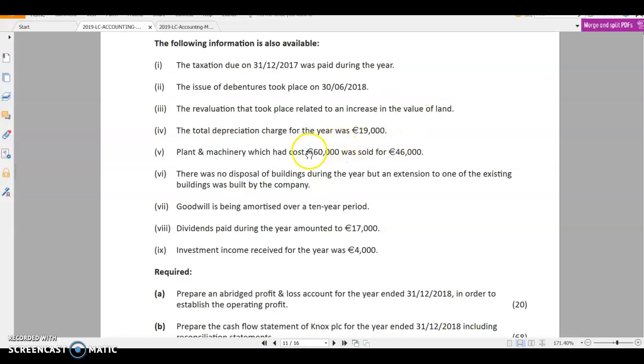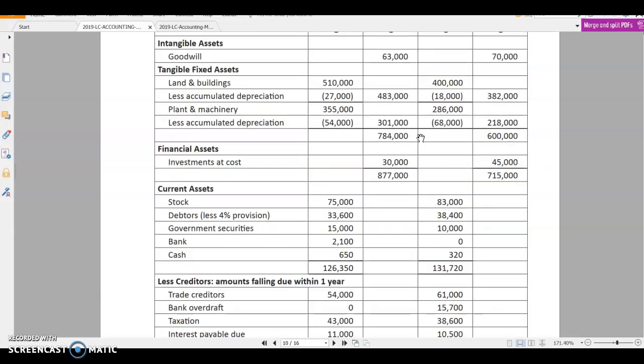So you need to figure out what depreciation there would have been on that plant and machinery. There is a little bit of working out here. I'm told that the total depreciation charge for the year is 19,000. There's no other disposals here, so this is the only one I need to worry about. So depreciation for the year is 19,000.